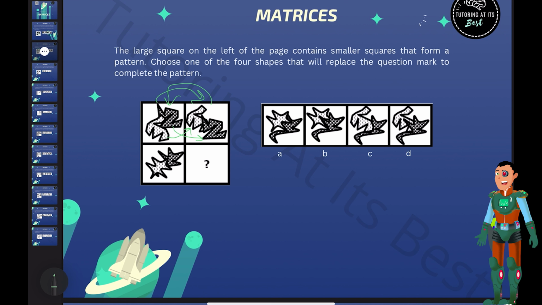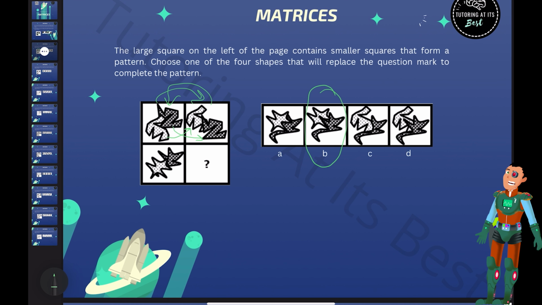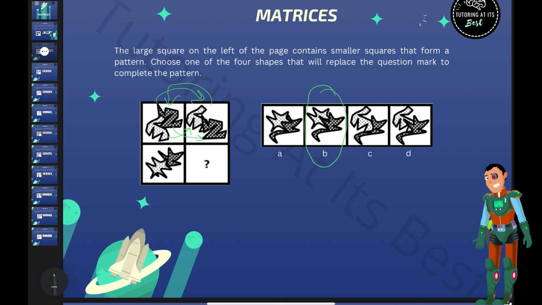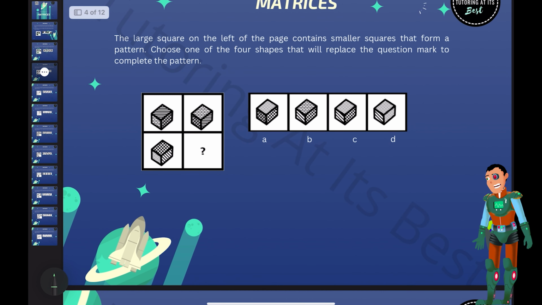So what works for this? Well, instantly we can see that B would work for this. And that's because it's not only pushed to the top, but it's also the same shape as the one given on the bottom left, unlike the others. Okay, let's move on into question 3.